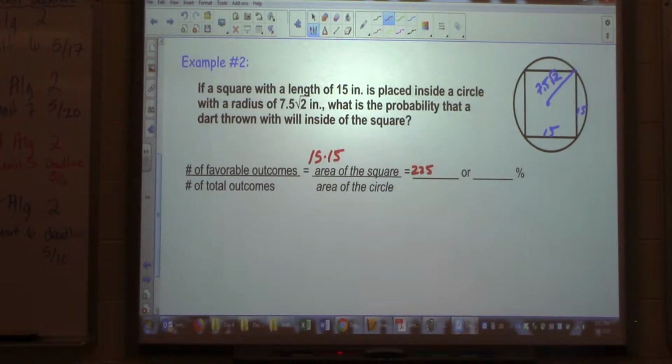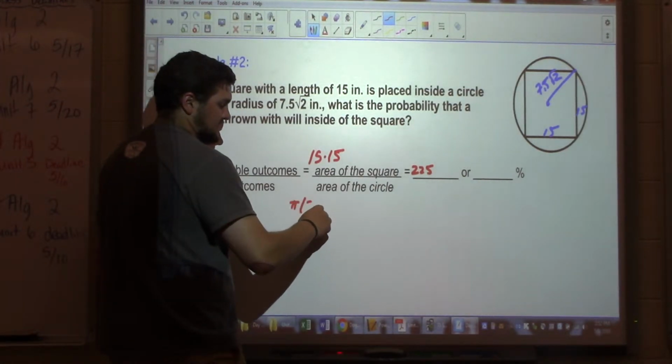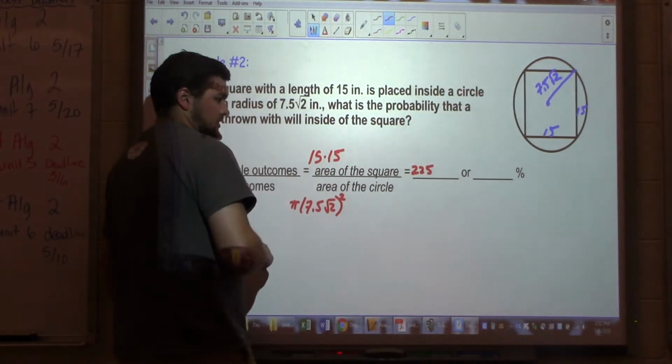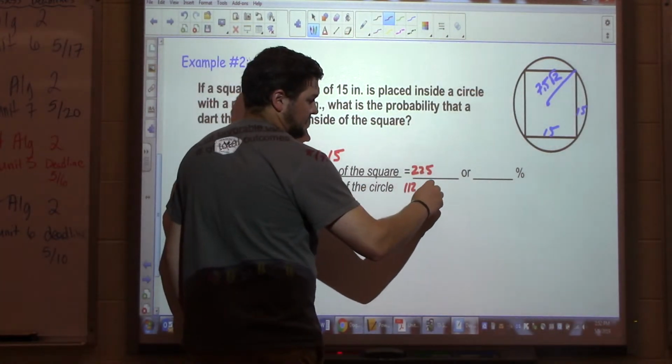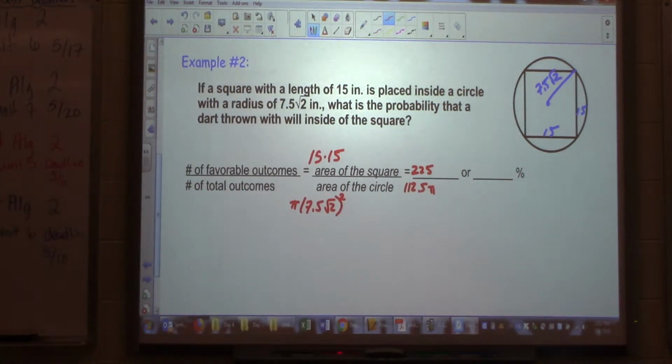Colin, what's the total outcome? What's the whole thing, the outside of it? What shape? The circle, right? We want to find the area of the circle. That's our total outcome. Well, pi times 7.5 square root of 2, squared, should come out to about 112.5 pi. If you got 15 pi, you didn't use your parentheses correctly.